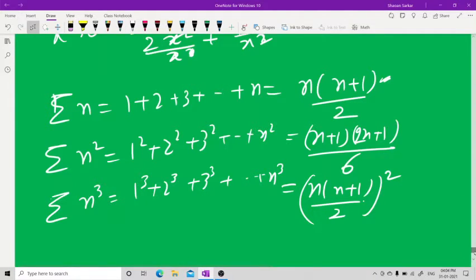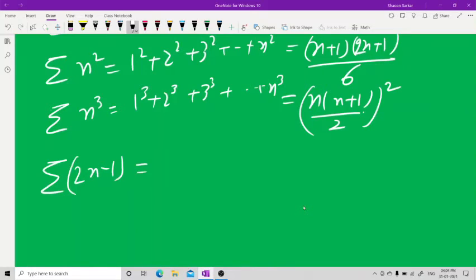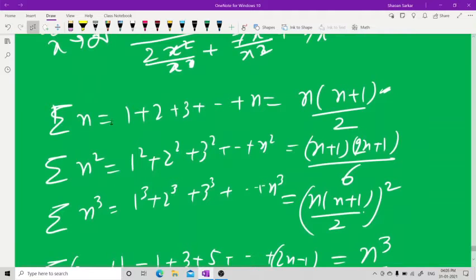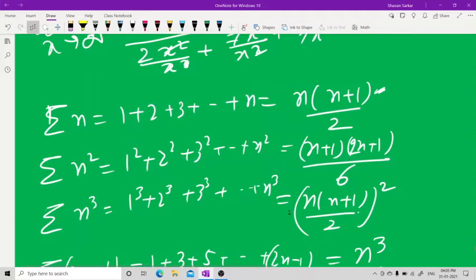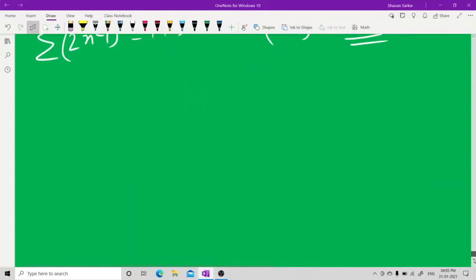Now supposing you have this thing, summation 2n minus 1, that is 1 plus 3 plus 5 plus 7 up to 2n minus 1, so this will give me n square, that's it. Now let's do a problem using this. Keep these points in your mind, this 1, 2, 3 and 4, all these points. Now we will do a question on this.